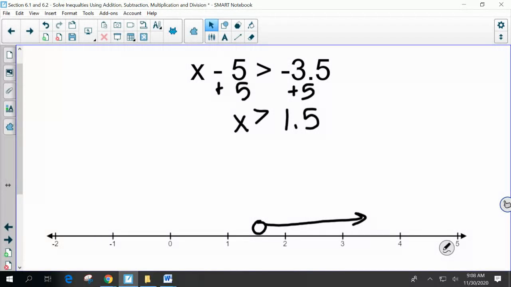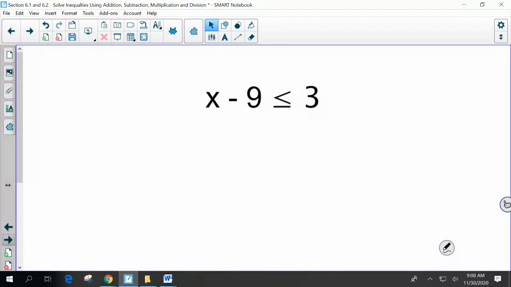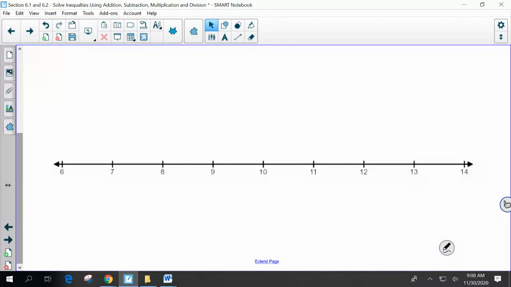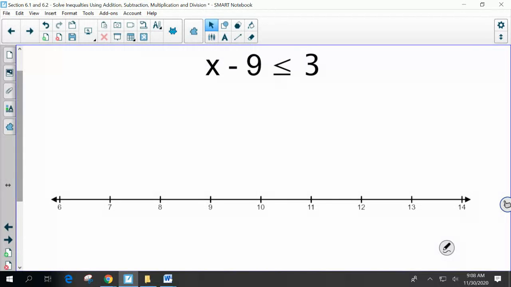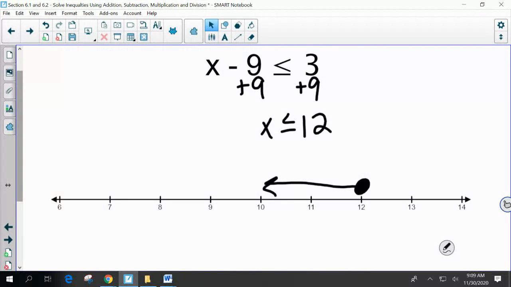Okay, so the next one, x minus 9 is less than or equal to 3. So again, a one-step equation. So I'm going to add 9. So x is less than or equal to 12. So open circle or closed? Closed, and I'm going left.